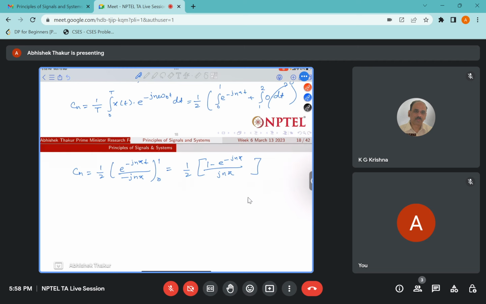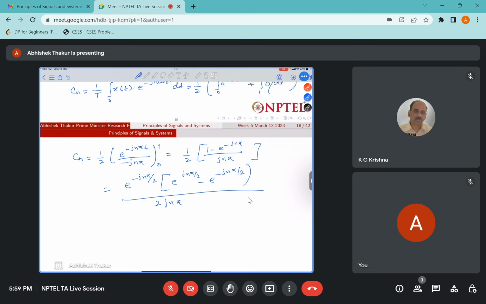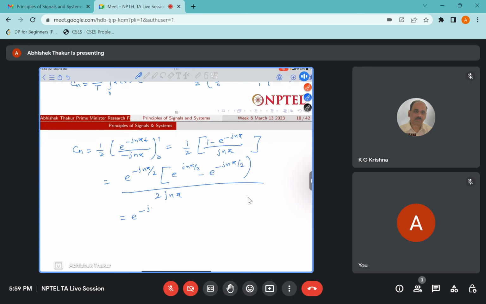So we can do some simplification. We'll take e to the power of minus j n pi by 2 common. Then we'll get e to the power of j n pi by 2 minus e to the power of minus j n pi by 2, and here it will be 2 times j n pi. So this we can write as e to the power of minus j n pi by 2 divided by n pi, and this term, e to the power of j n pi by 2 minus e to the power of minus j n pi by 2, by 2j, will become sine of n pi by 2.